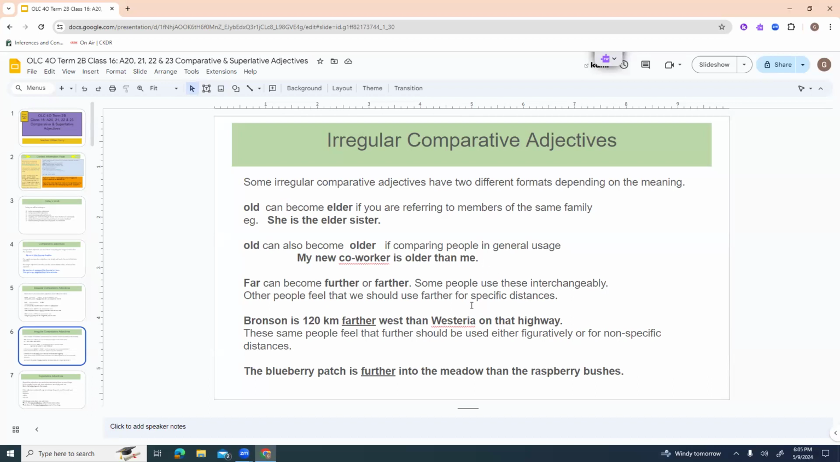So some people say that we should only use farther if you have a specific distance. So if I wanted to say Bronson is 120 kilometers farther west than Wisteria on that highway. And these same people then feel that further should be used either figuratively or for non-specific distances. The blueberry patch is further into the meadow than the raspberry bushes. Some people just use farther for either. So it's really up to you, that particular one.